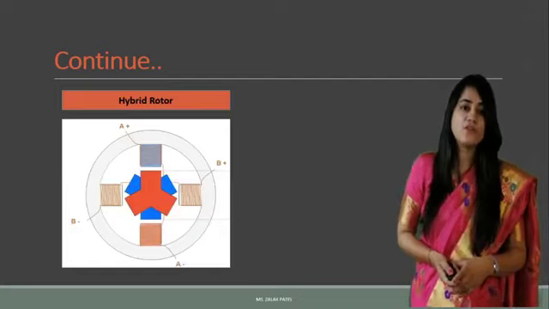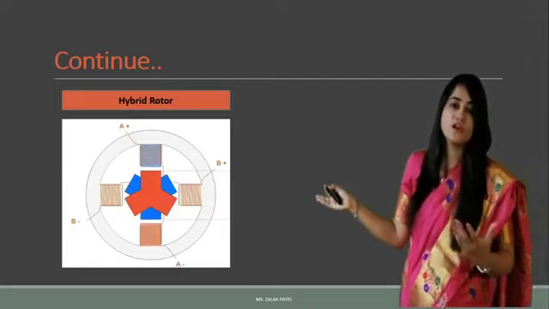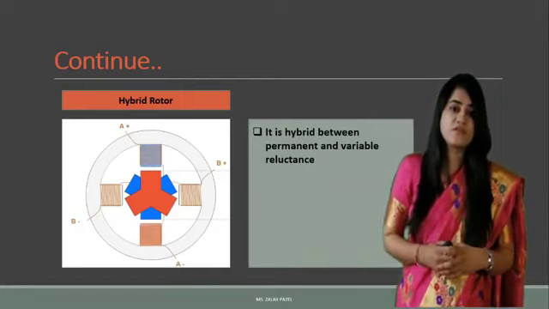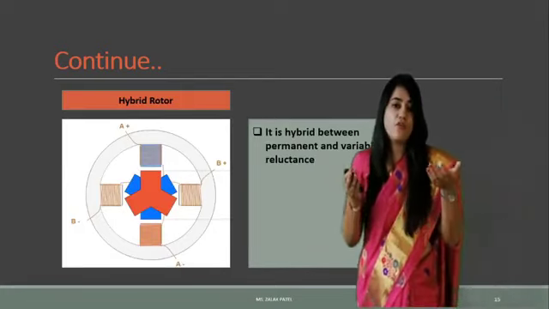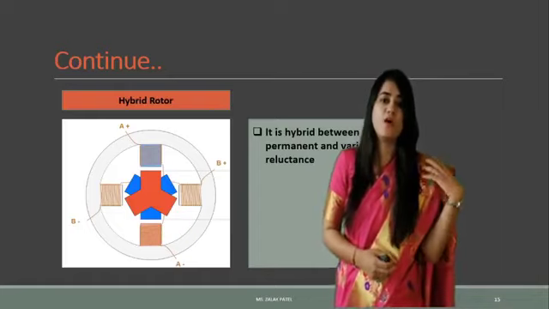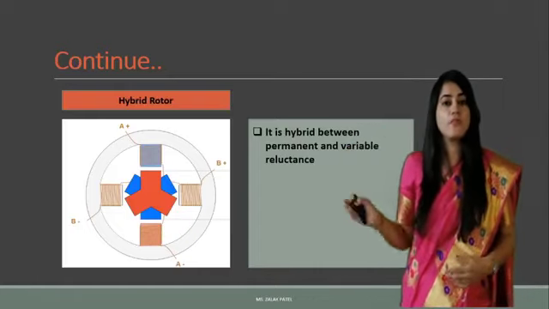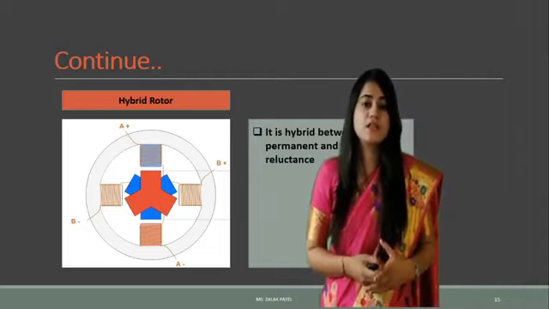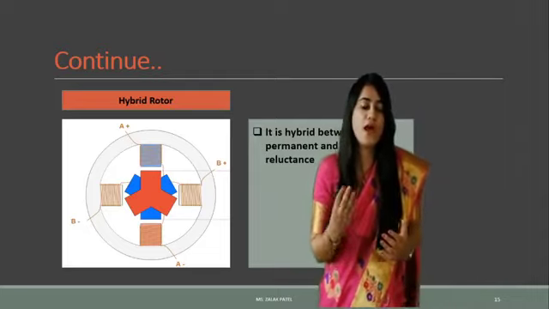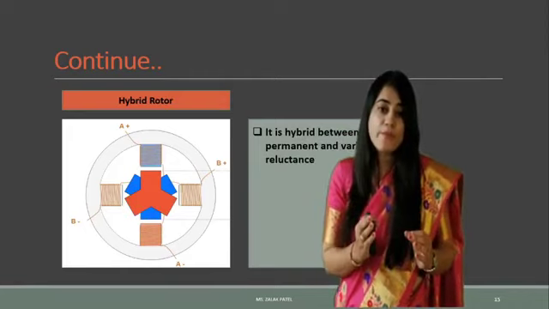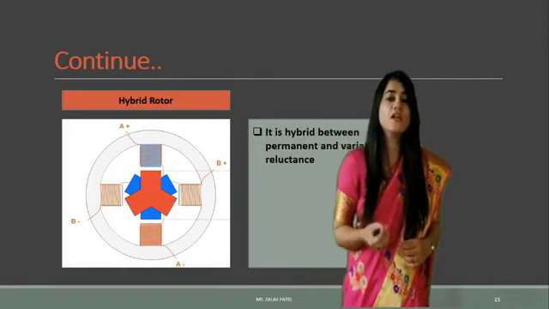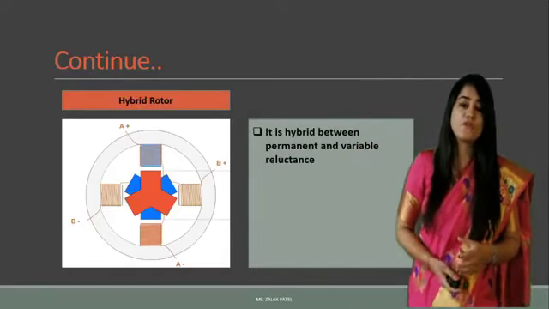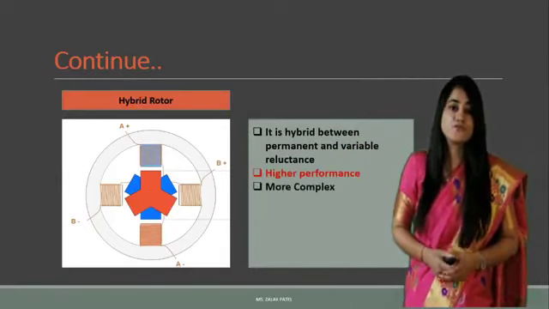For the hybrid rotor, the figure is shown over here. Stator and rotor are there. So what are the specifications for it? It is hybrid, which means it is a combination of permanent magnet and variable reluctance. Reluctance is given by S equal to L upon mu A, so it also depends on the permeability of the material used and its area. For this hybrid rotor, the dielectric material is also important.